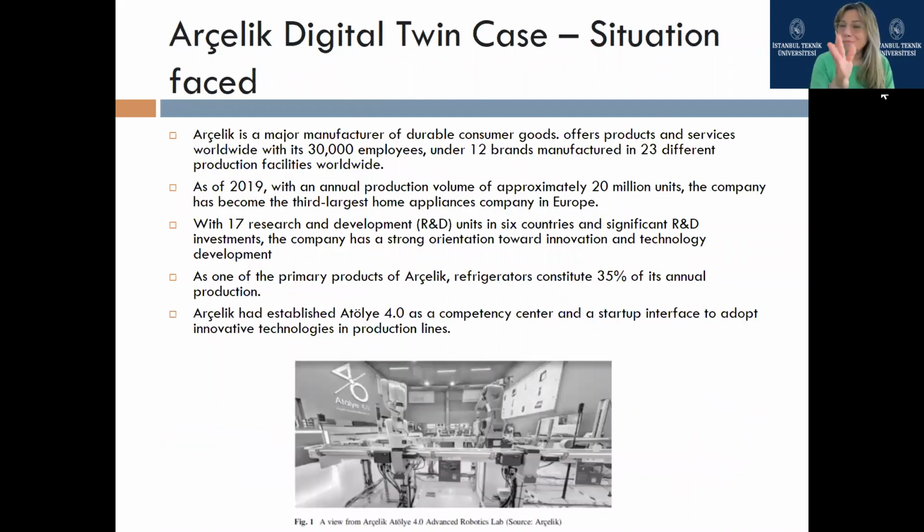Arçelik, we know Arçelik a lot in Turkey. It's a huge company, a durable goods company, produces everything. They have many brands. They manufacture in 23 countries, in 23 production facilities worldwide. They have more than 30,000 employees, etc. And they produce 20 million units per year. And they are the third largest home appliances company in Europe with a huge export rate.